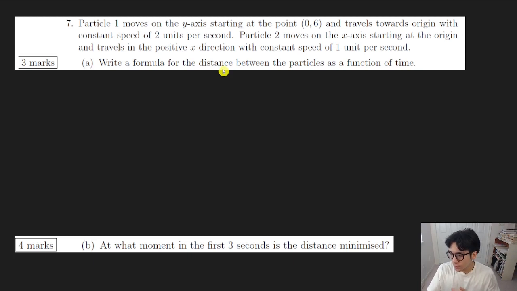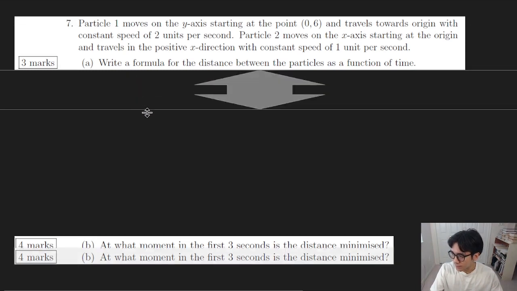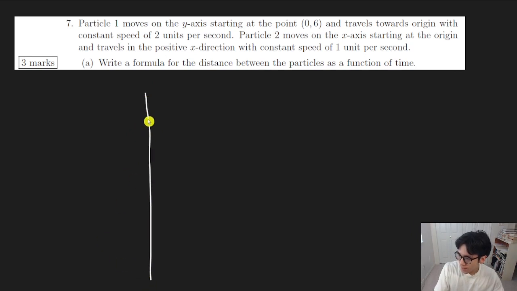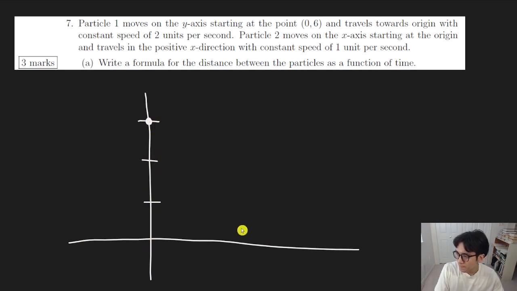The first thing we want to do is sketch out the situation. So the first particle starts on the y-axis, and it actually starts at (0, 6). So let's say here's the x-axis, and here's like 2, 4, 6. And so it's starting out over here. And it moves towards the origin with a speed of 2 units per second. So as it goes along, it's going down like this over time.